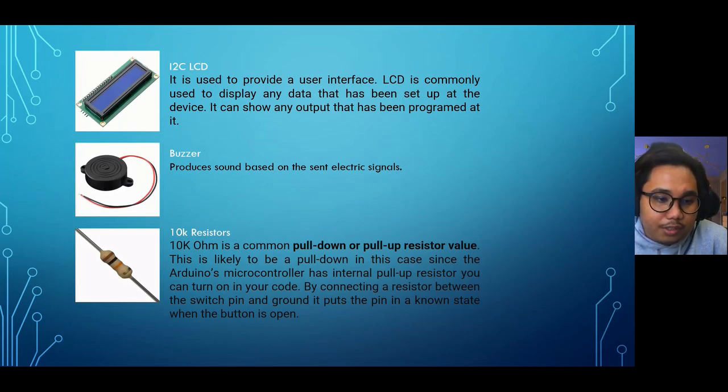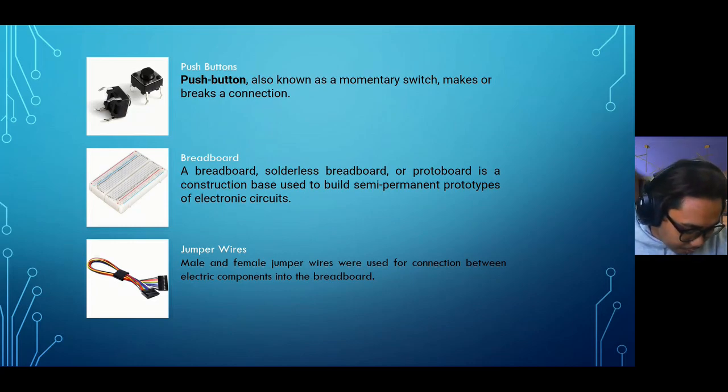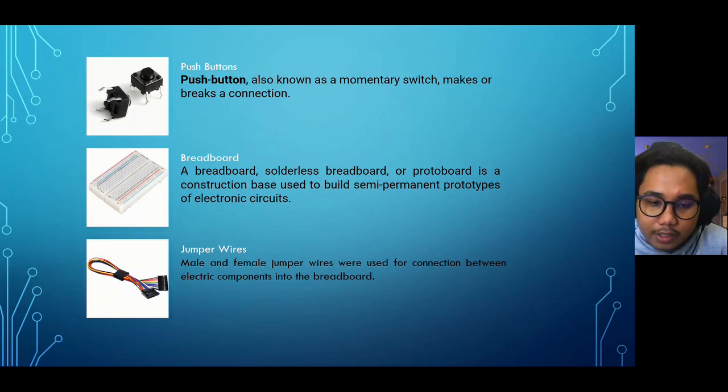Next, we are using buzzer. So we know that the buzzer will produce sound. For our project, it will produce a sound that will alert the intruder. Next, we are using resistors. So the resistor is used at our push button. Next, we are using push button. So the push button is used to turn off the buzzer so that it will not sound anymore.